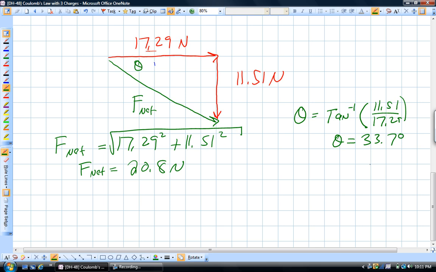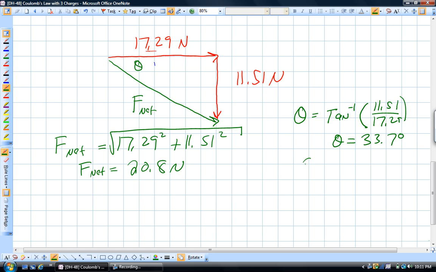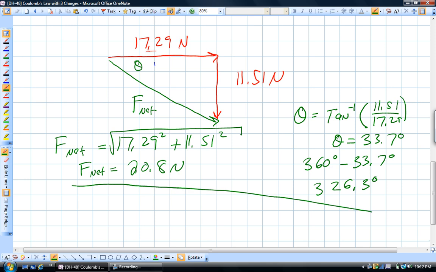Now, there's different ways of quoting this. Some people like to say 33.7 below the positive x-axis. Some say south of east. You could give an overall direction. That's usually what I do, the math way. So that would be 360 degrees minus 33.7 degrees, which gives you 326.3 degrees as the overall direction. So your final answer for the net force would be a 20.8 newton vector in the 326.3 degree direction.